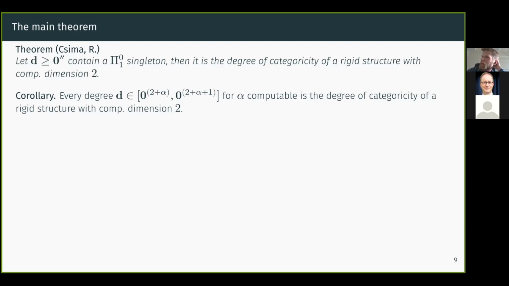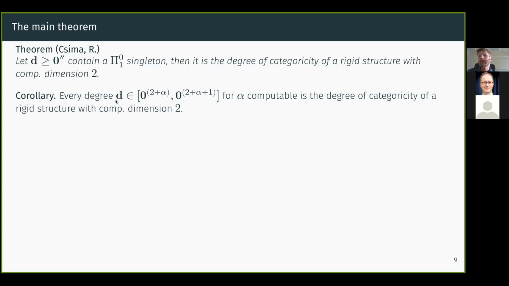What I find pretty surprising is that we can do it for rigid structures for any Π⁰₁ singleton bigger than zero double jump. It's not so hard to see that if I'm above zero double jump and I'm CE in or above this degree, then I'm at the degree of categoricity of a rigid structure. But after CE, the usual techniques break. For DCE, it's not the case anymore.